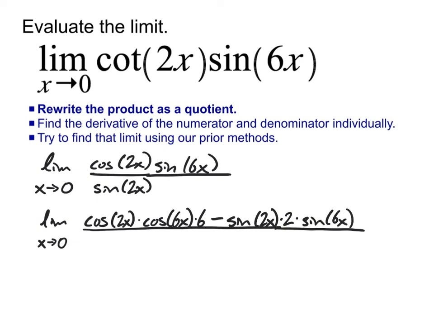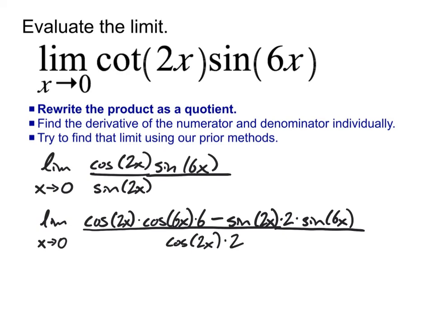Now at the moment, it doesn't look like we've made much ground, but hopefully when we try direct substitution in a moment, we'll be able to figure this out and no longer get 0 over 0 or infinity over infinity or something like that. But before I do that, I still have to find the derivative on the bottom. The derivative of sine of 2x would be cosine of 2x times 2.